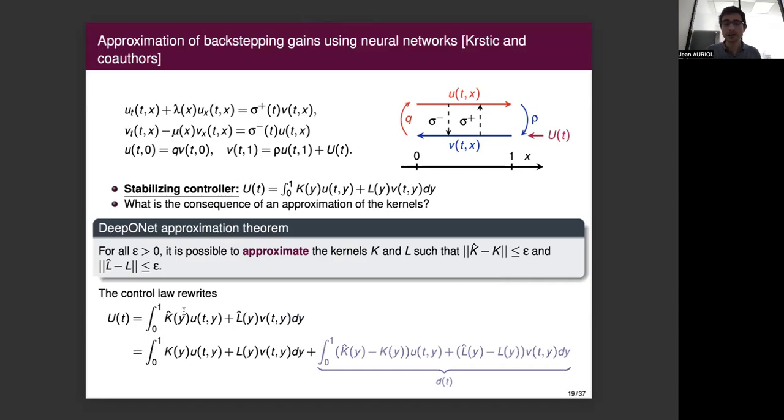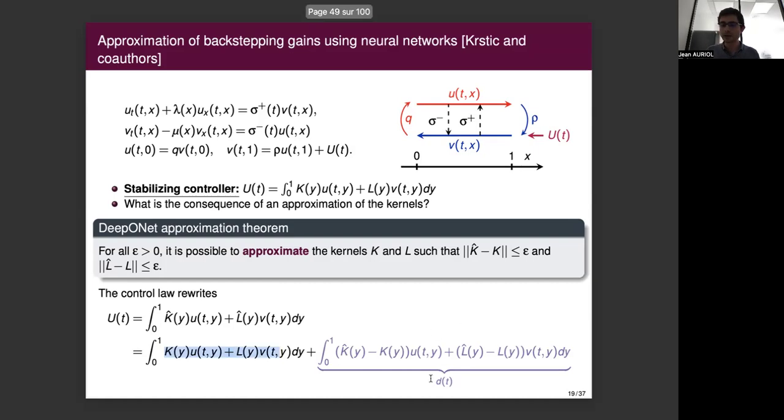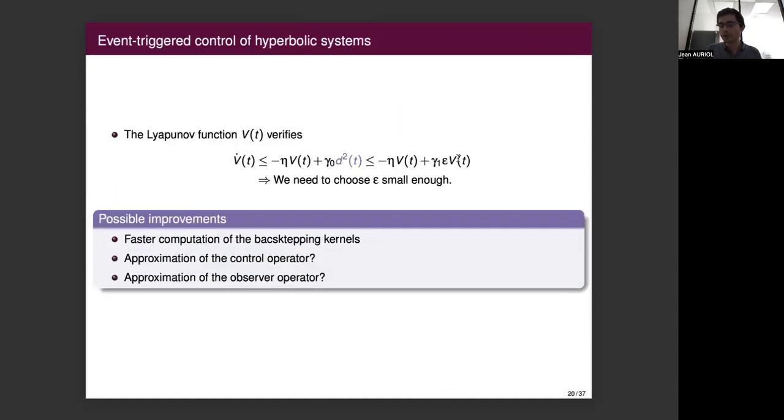So again, your control law, if you use the approximated kernels k hat and L hat, you can write it as the previous control law, the one with k and L, plus a disturbance term that depends on the difference between k hat and k. Again, you can perform your Lyapunov analysis and bound the D square by something that depends on V, because as you can see, D square can be related to the L2 norm of U and V. And so you have a constant times epsilon. So if you choose epsilon small enough, then you're good. So this approximation of your controller can give you a faster computation of the backstepping kernels.